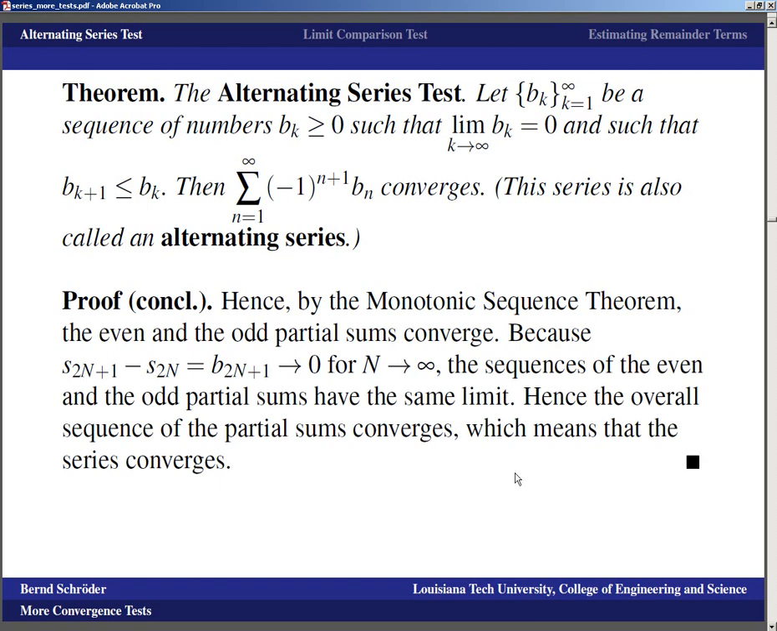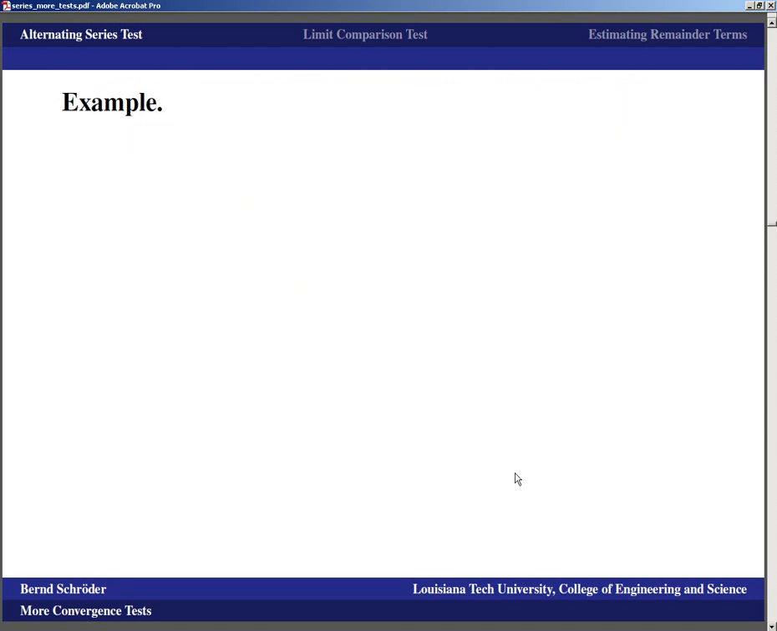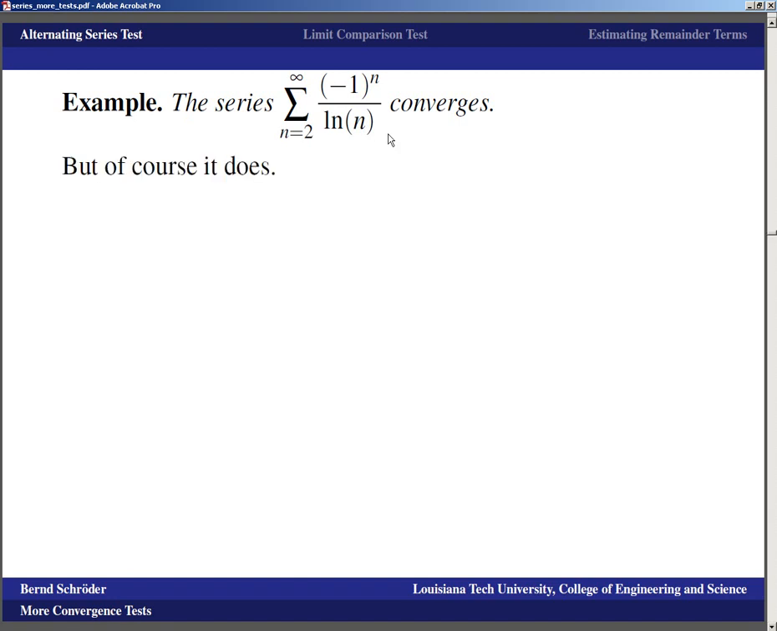Okay, as challenging as the proof of the alternating series test is, as simple is its application. If I want to show that the series sum from n equals 2 to infinity of (-1)^n divided by ln n converges, well, of course it does, because 0 is less than or equal to 1 over ln(n+1). I guess I should have said ln n here. Let me fix that real quick. Oh no, this is the next term. Okay, so 0 is less than 1 over ln n for any n.